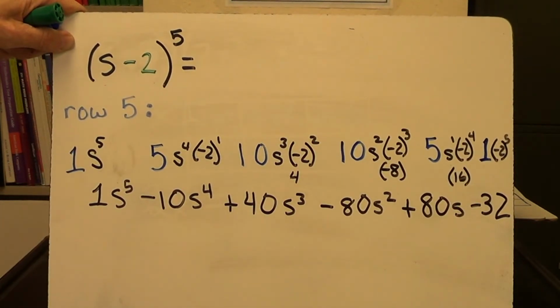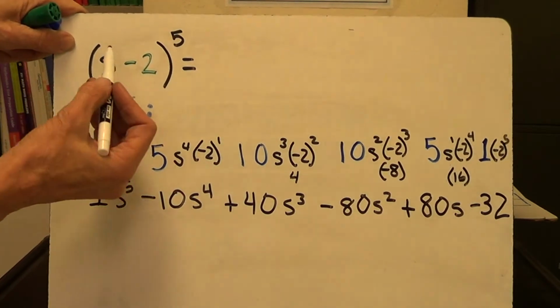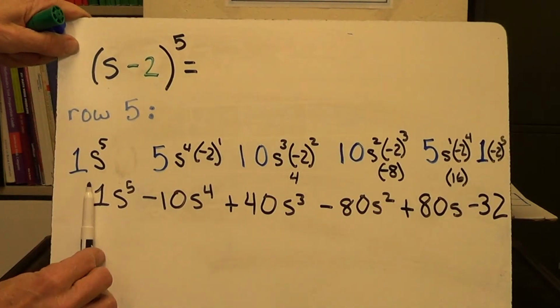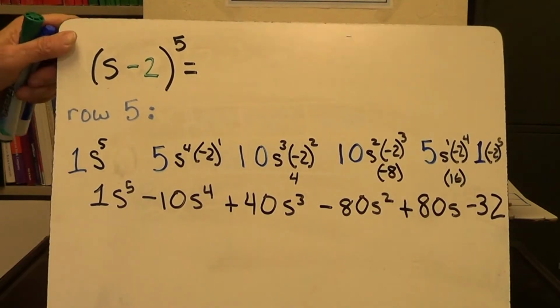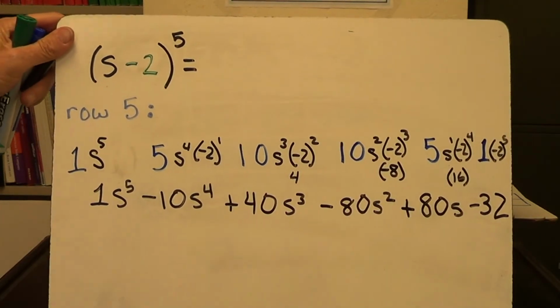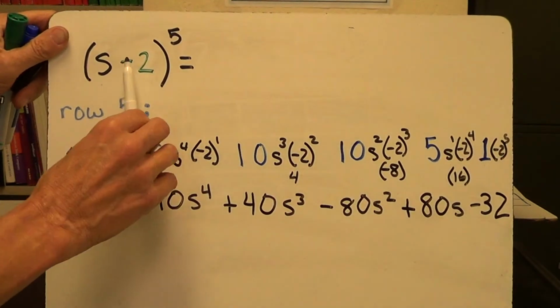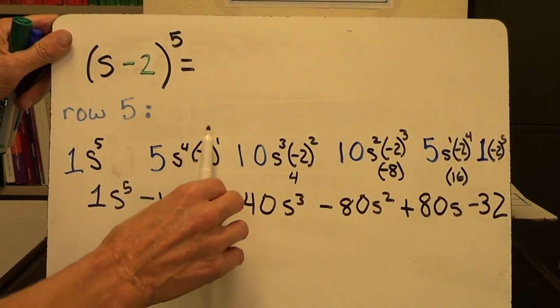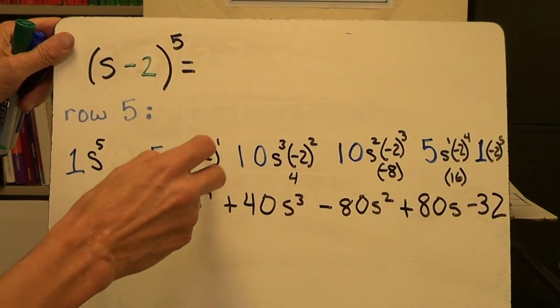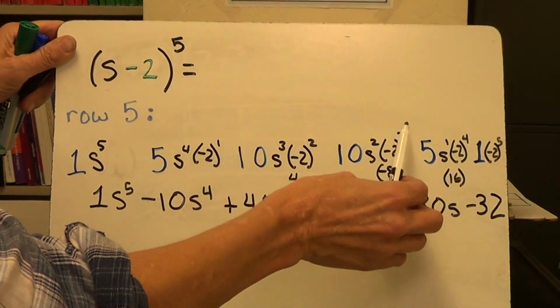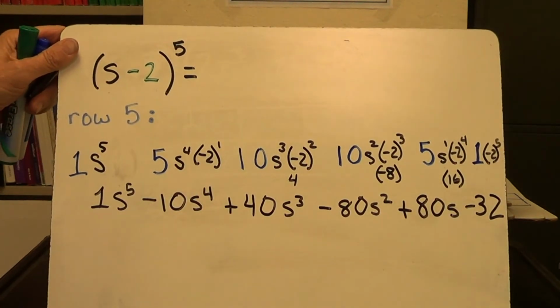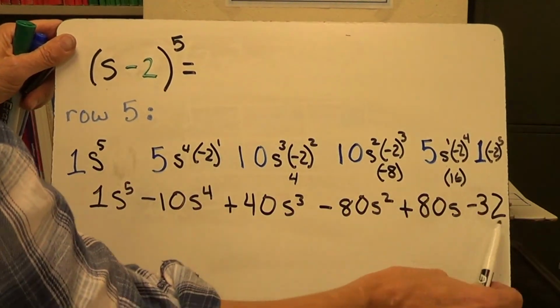You'll get lots of practice in class. Notice when you have a negative here, it goes every other one that you end up negative. Okay? So just kind of cool. You can spot it by when that negative value has an odd exponent, then it's negative. So here it had an odd exponent, that's why it's negative 10. Here it has an odd exponent, that's why it's negative 80. Here it has an odd exponent, that's why it's negative 32.